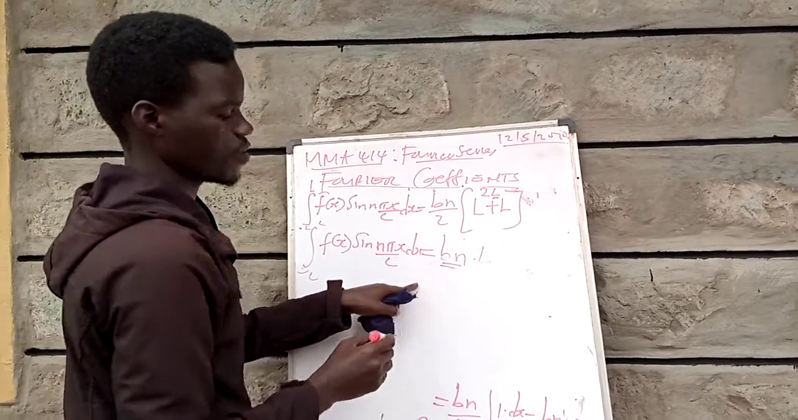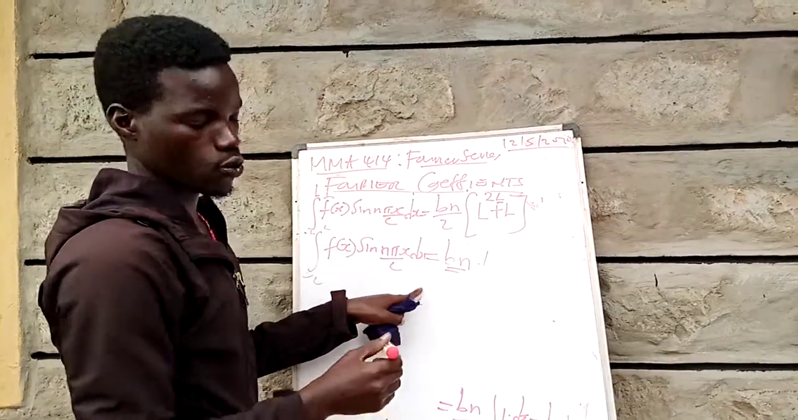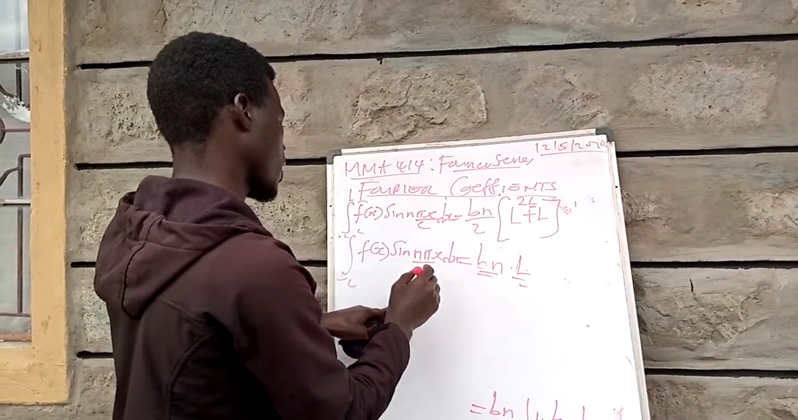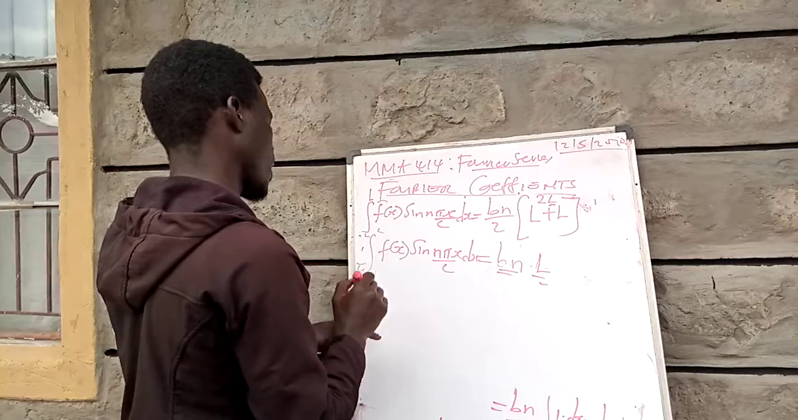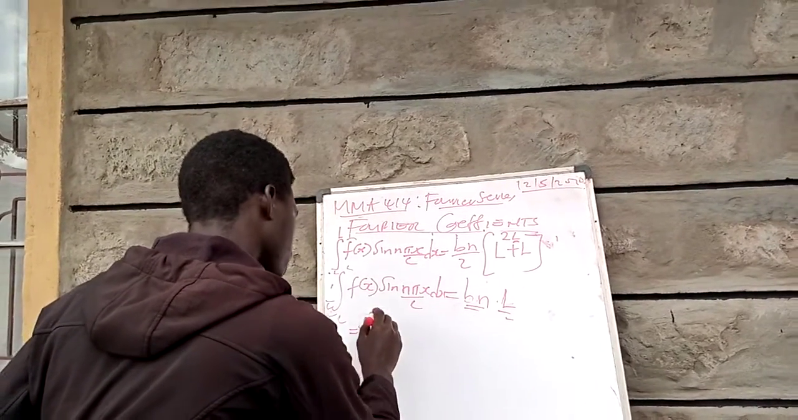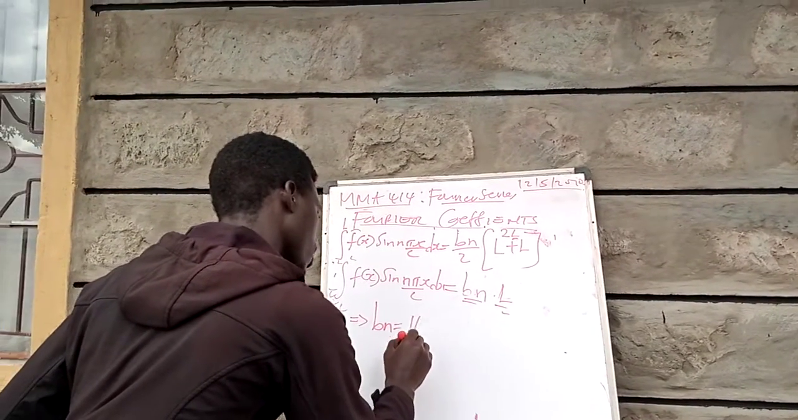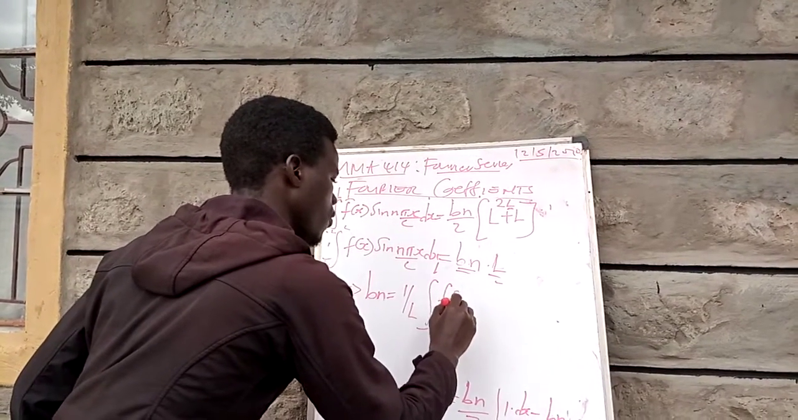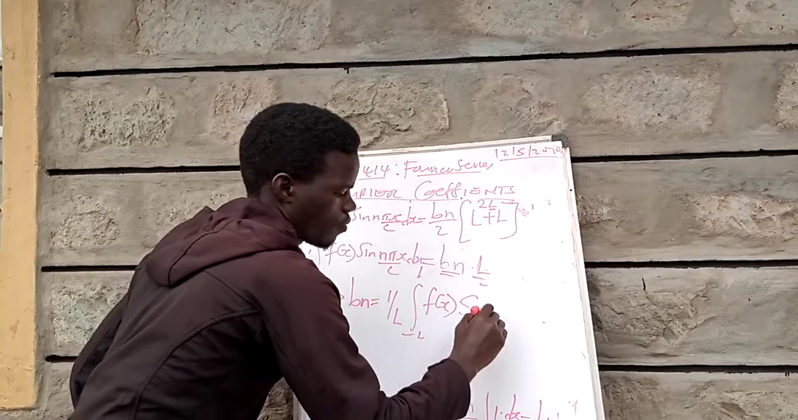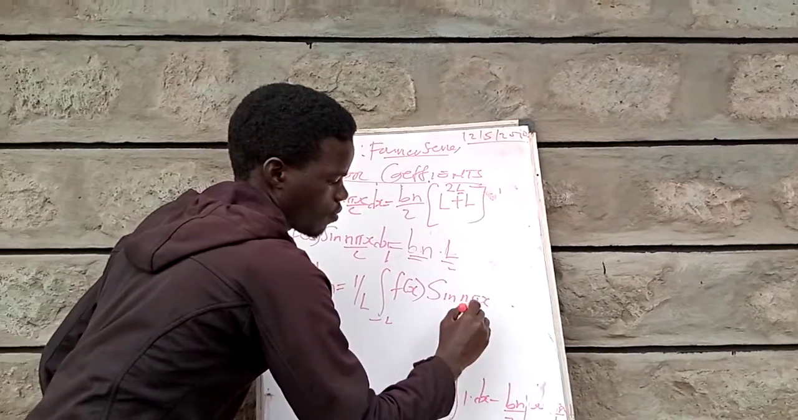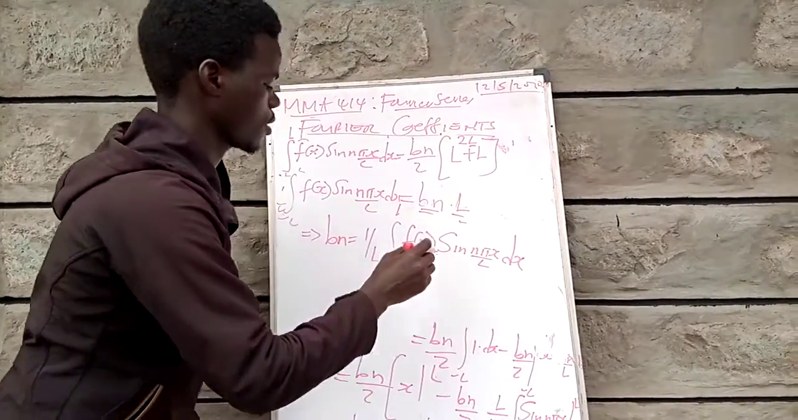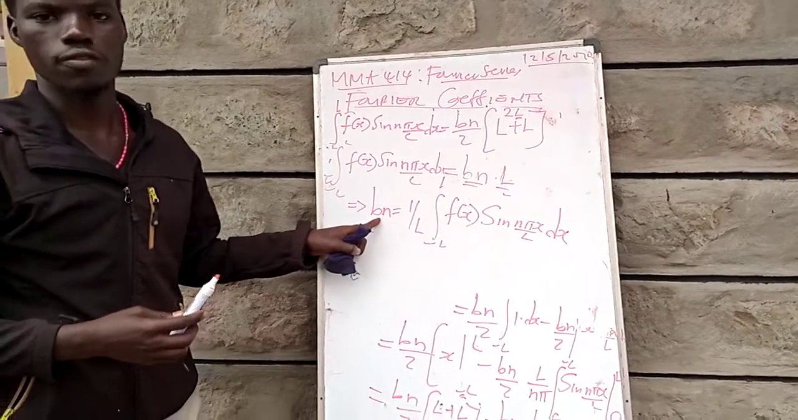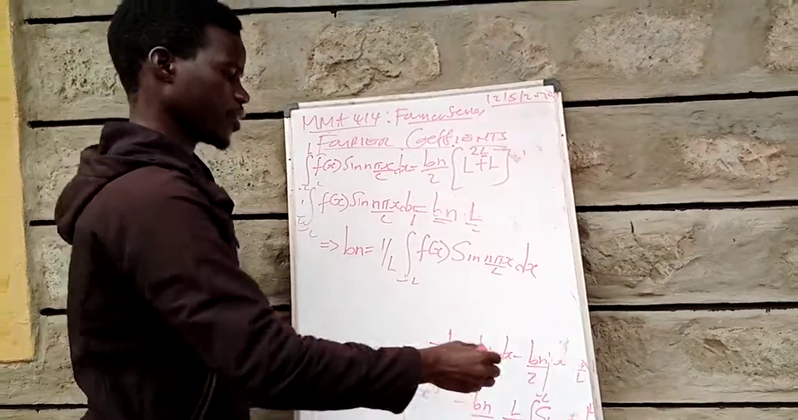We want the coefficient bn. So what do we do? We divide both sides by L. Which implies that bn equals 1 over L integral from negative L to L of f of x sin of n pi x over L dx. So that is the general formula for finding the coefficient bn.